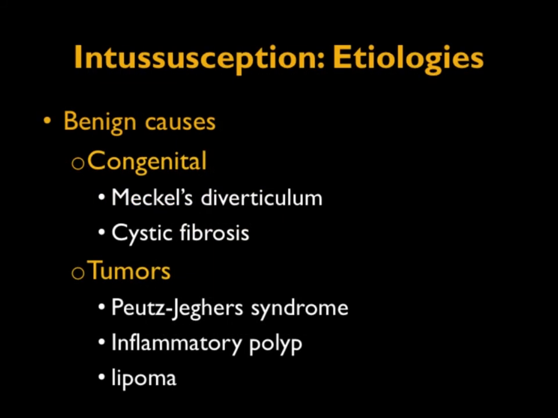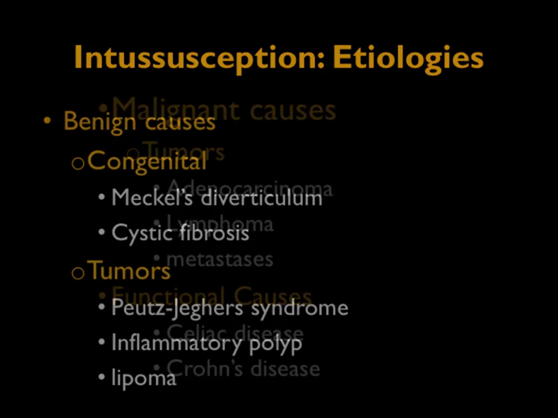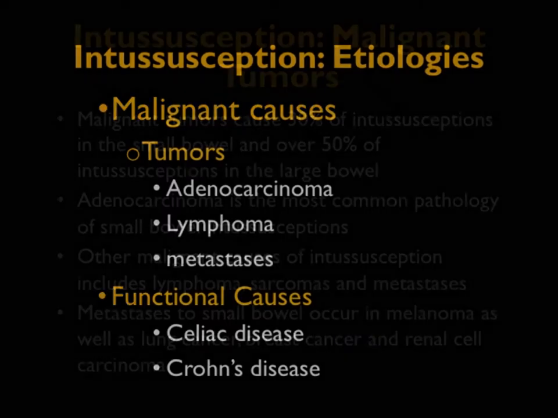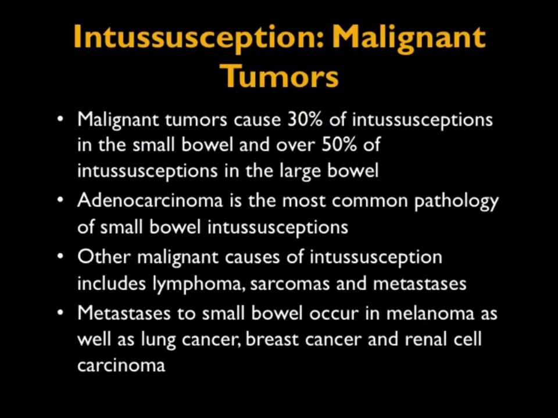When you think about intussusception, we talk about congenital causes like Meckel's, we talk about tumors, and those are the benign causes like Peutz-Jeghers. And then malignancy, we talk about adenocarcinoma, lymphoma, metastasis, and even the functional causes like Crohn's or celiac disease. Just some numbers, and I always like the numbers with intussusception. Malignant tumors cause 30% of intussusceptions in the small bowel and over 50% in the large bowel.